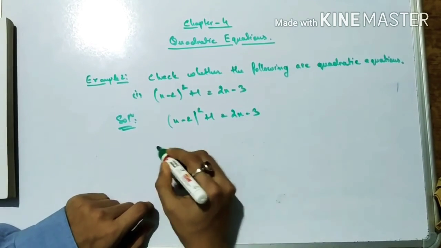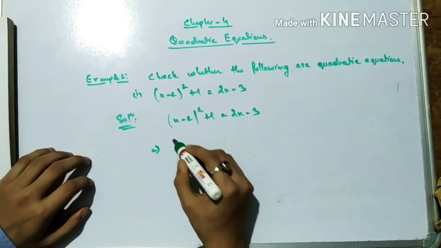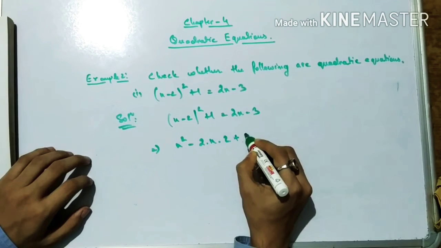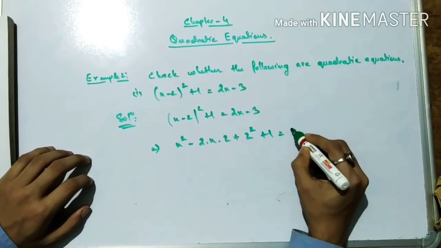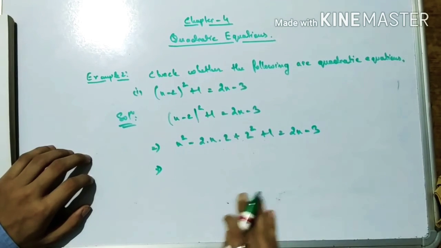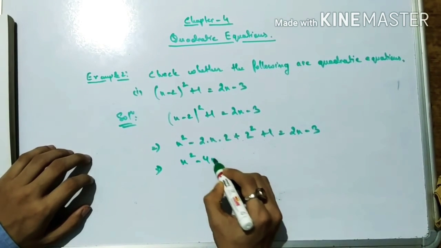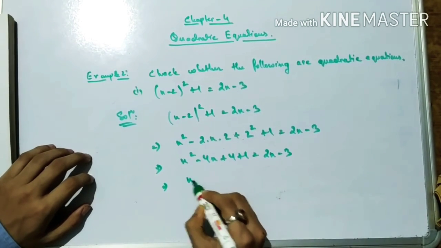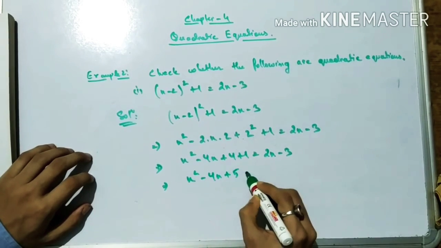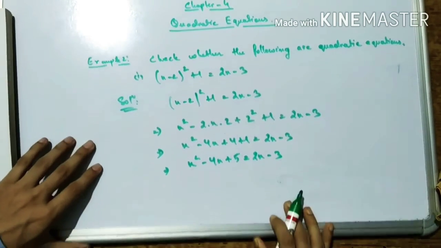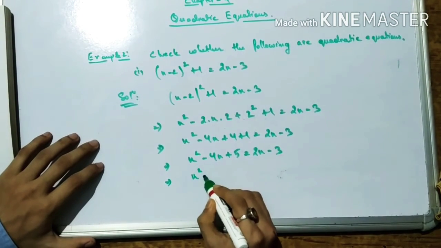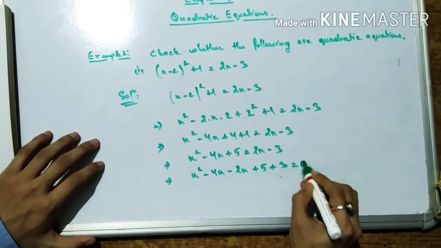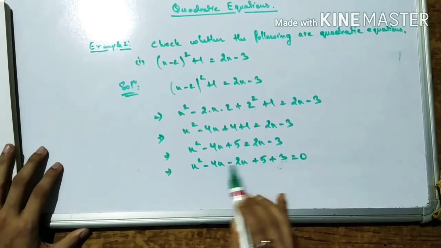Okay, so now you see, this is (x minus 2) the whole square plus 1 is equal to 2x minus 3. So let's break this one using the formula. This is x square minus 2 into x into 2 plus 2 square plus 1 is equal to 2x minus 3. x square minus 4x plus 4 plus 1 is equal to 2x minus 3. So this will be x square minus 4x plus 5 is equal to 2x minus 3. So ultimately I will get x square minus 4x minus 2x plus 5 plus 3 is equal to 0. Yes, I have brought this to the left hand side.